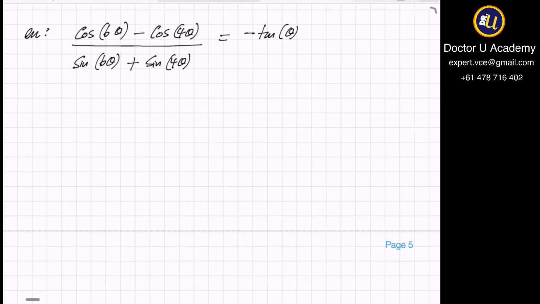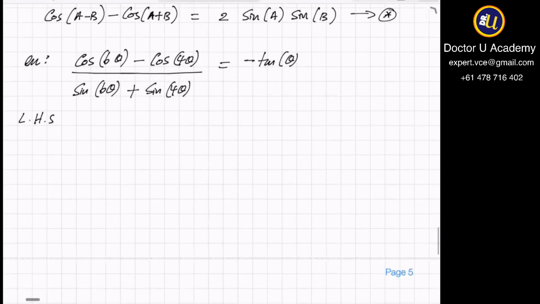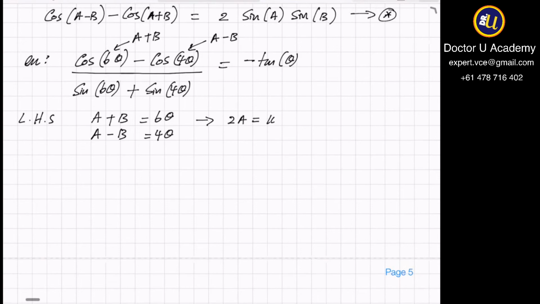So now we have to prove the left hand side is equal to right hand side. So we'll take the left hand side. You have to find out what these things are before you go and substitute the values. So this is going to be A plus B, this is going to be A minus B. A plus B is equal to 6 theta. A minus B is going to be 4 theta. When you add these two, you get 2A, right? So 2A is equal to 10 theta. So A would be 5 theta. If A is 5 theta, B is theta, right?